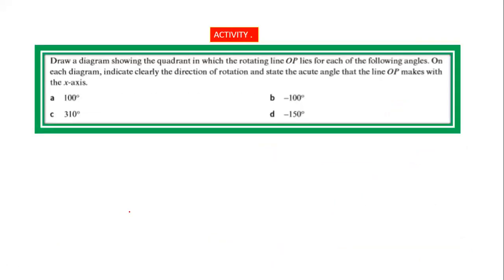Okay, that is our first activity. Now they're asking us to draw. I'm going to draw one, you draw the rest. They're telling us to draw a diagram showing the quadrant in which the rotating line OP lies for each of the following angles. On each diagram, indicate clearly the direction of rotation and state the acute angle that the line OP makes with the x-axis.